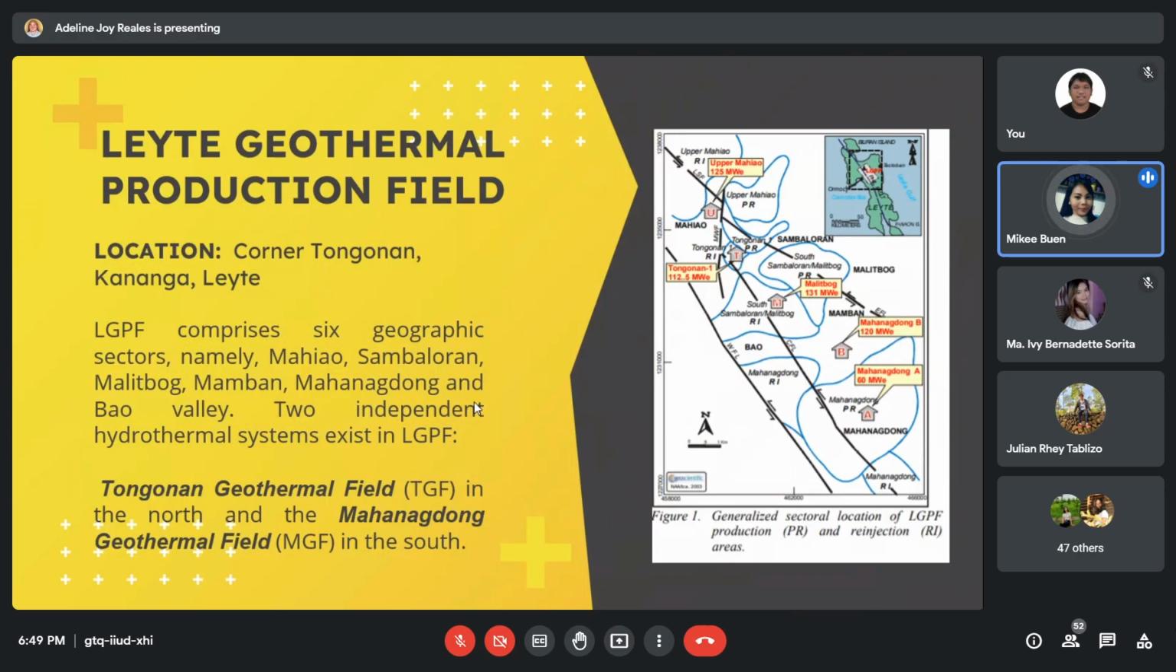So the Leyte geothermal production field comprises 6 geographic sectors, namely Mahiao, Sambaloran, Malitbog, Mamban, Mahanagdong, and Bao Valley. And they have 2 independent hydrothermal systems called the Tongonan geothermal field in the north and the Mahanagdong geothermal field. So the image shows the geological mapping of the Leyte geothermal production field.